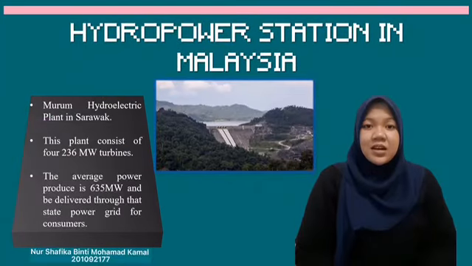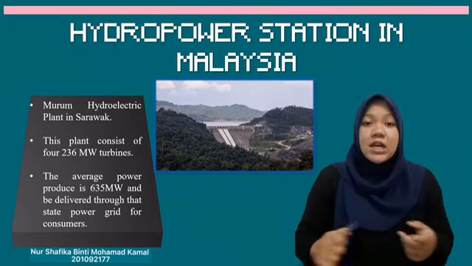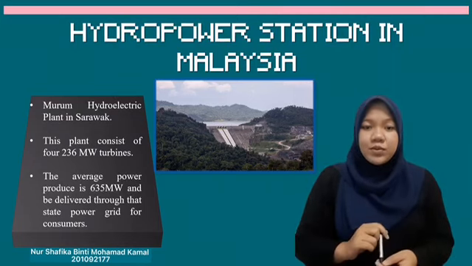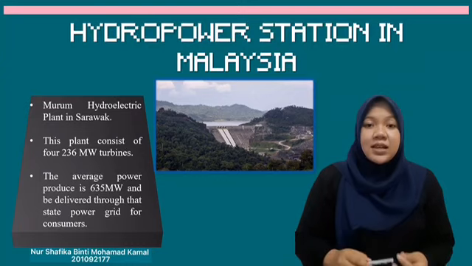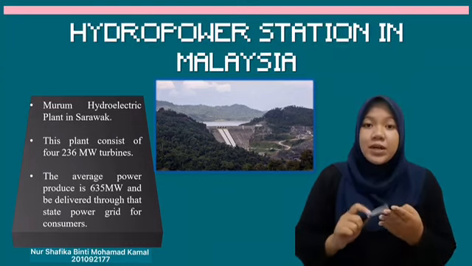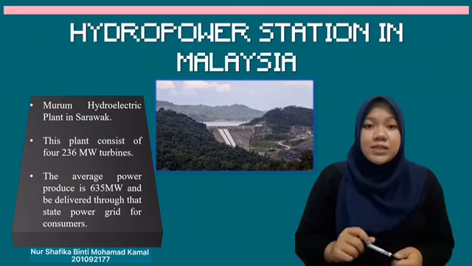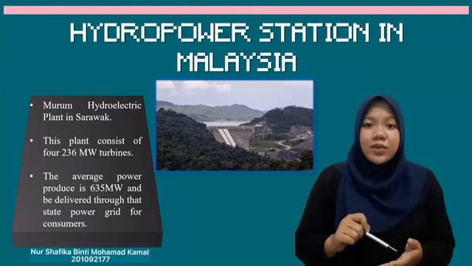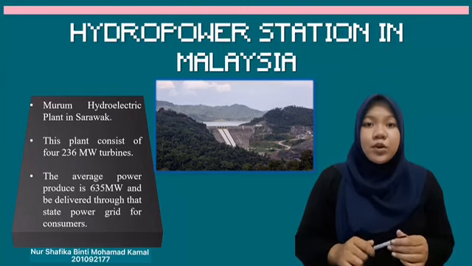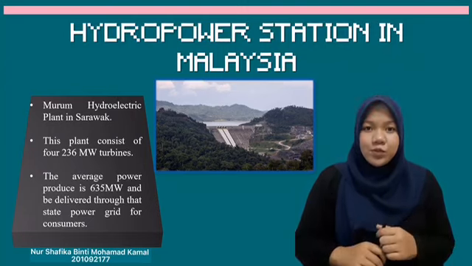In Malaysia, there are several hydropower stations such as Murum Hydropower Station in Sarawak. This hydropower station consists of four 236 megawatt turbines. The average power produced is 635 megawatt and is delivered to the power grid for the consumer.